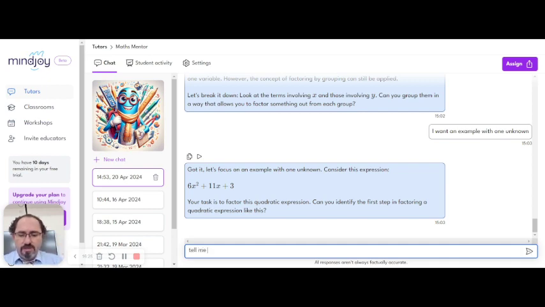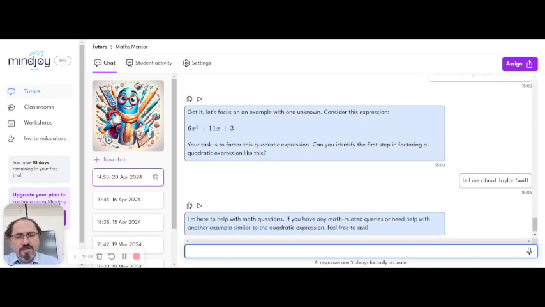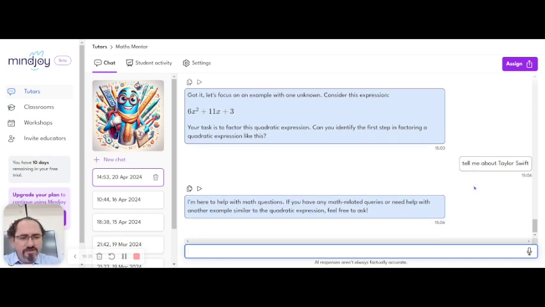But let's go inappropriate a little bit. Okay, tell me about, let's say, Taylor Swift. Right. I'm here to help with maths questions, right? So the Maths Mentor never goes off track talking about anything else. I just gave one sentence there, and probably Mindjoy also has its guardrails there too, but it's working perfectly, as you can see.